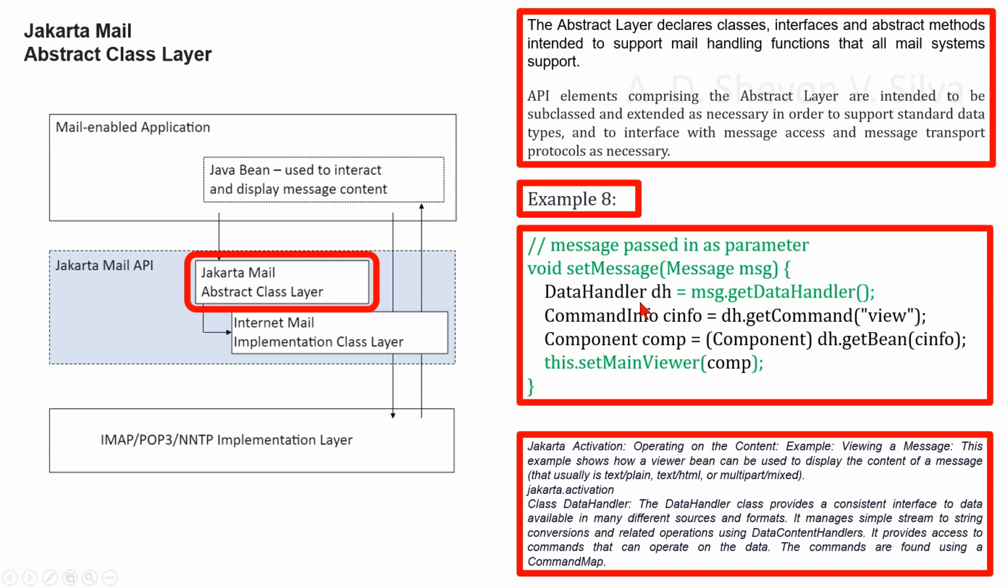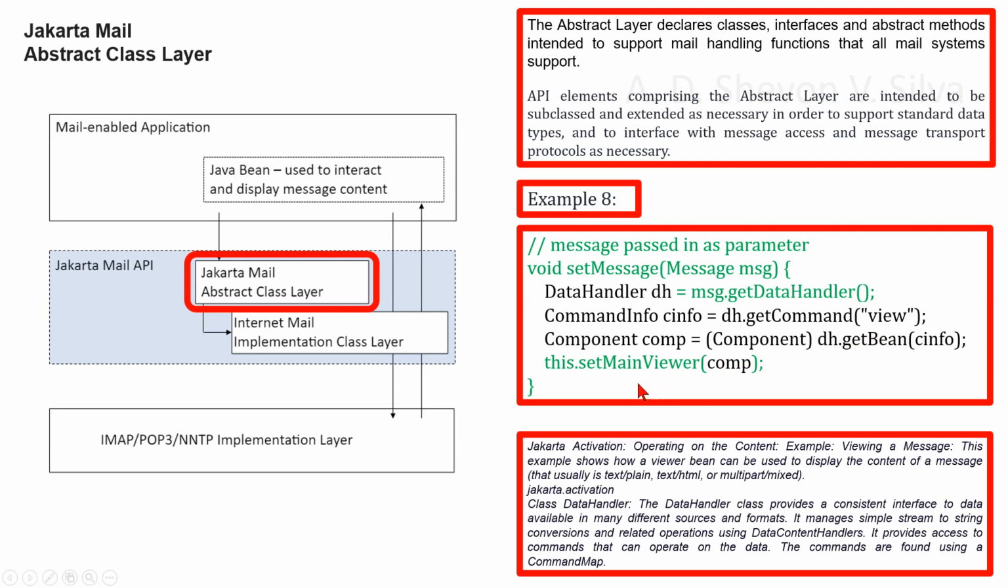It provides access to commands that can operate on the data. The commands are found using a command map. Consider a message viewer bean that presents a user interface that displays the mail message.